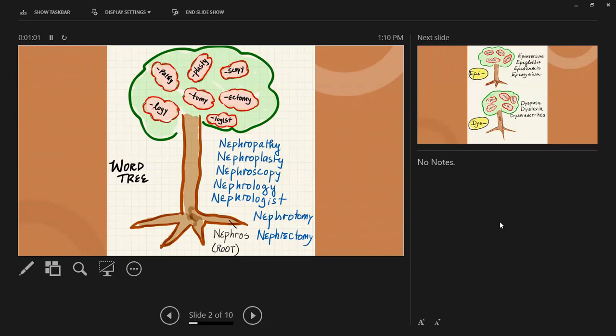Logist is a specialist. The words under the tree: nephropathy is kidney disease. Nephroplasty is restructuring of the kidney. Nephroscopy is to look at the kidney. Nephrology is to study the kidney. Nephrologist is a specialist who studies the kidney. Nephrotomy is to cut into the kidney. Nephrectomy is to cut out the kidney.